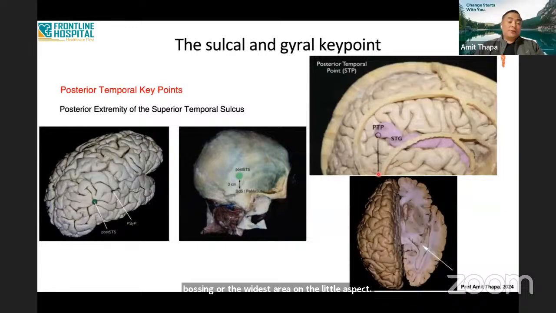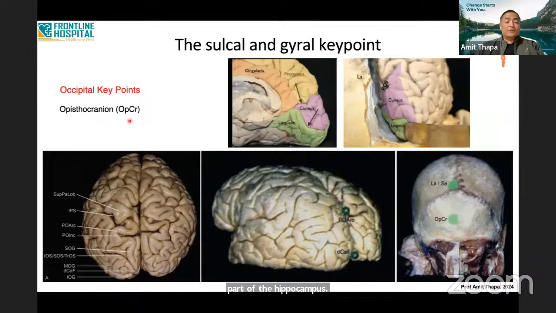Now we will talk about the posterior temporal key points. In the posterior temporal key points, the most important landmark is the posterior extremity of the superior temporal sulcus, which is identified on the cranium as lying 3 centimeter above the intersection of the squamous and the parieto-mastoid sutures. So when we go above 3 centimeter, there will be the posterior extremity of the superior temporal sulcus. This is important because when we go perpendicular into the brain, we can actually go into the posterior part of the hippocampus.